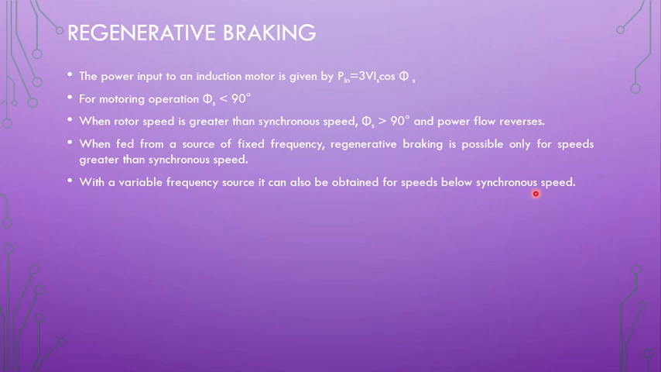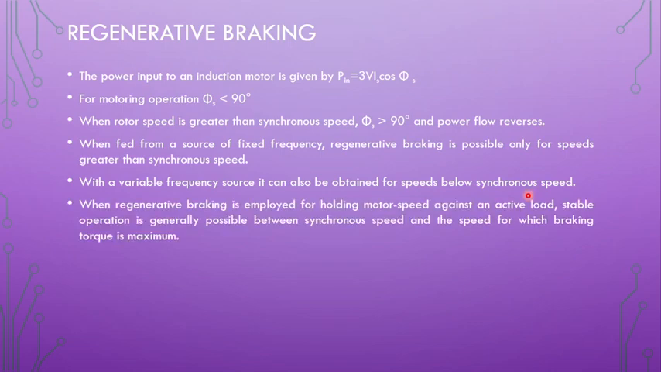Let us say the rated speed of an induction motor is 1500 rpm, and the rotor is rotating at 1490 rpm. Suddenly if I halve the frequency, instead of 50 Hz I give it 25 Hz, then the synchronous speed becomes 750 rpm now, and the rotor is rotating at 1490. Obviously the rotor is now above the synchronous speed, so regenerative braking is possible.